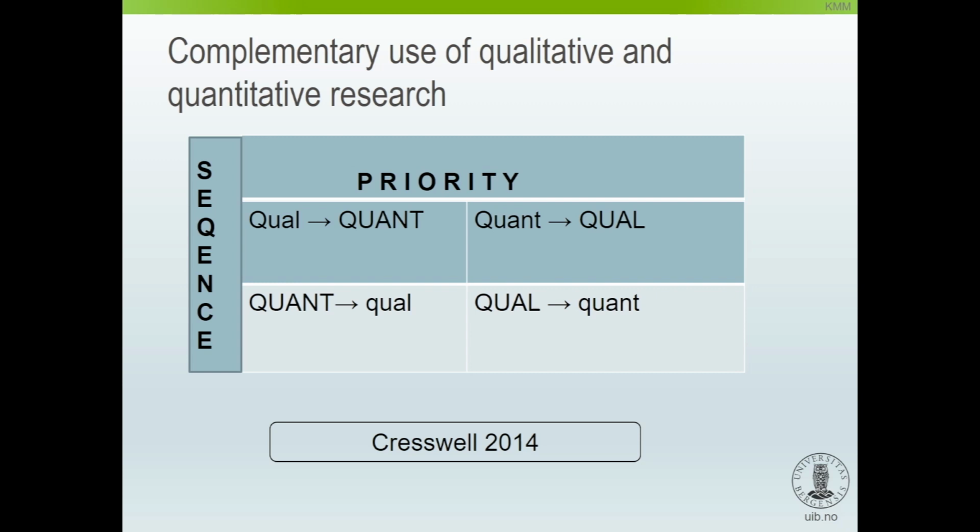Let's go to the lower left square. Quantitative research precedes the qualitative component and counts more. An example would be when you make a survey using questionnaire and you discover a few issues that you want to look into using in-depth interviews. In the lower right square, qualitative research precedes quantitative and counts more.